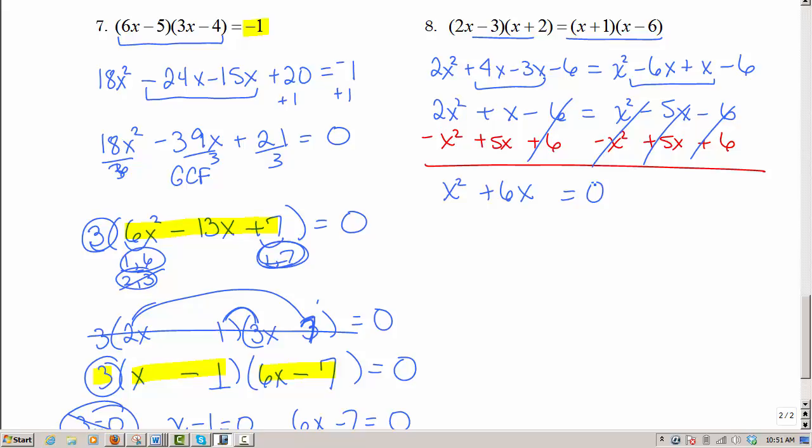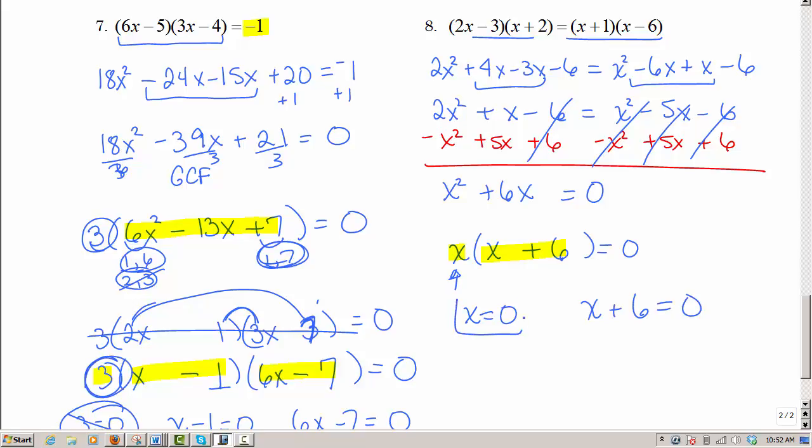How do I factor that? Just a good old GCF of an x. So divide each by x. Left with that, I want to set each factor equal to 0. And this time, that is an x, so I want to set it equal to 0. That is a solution. That's not the same as just a number. That is an answer. And here I subtract 6 on both sides. That's what I've got.